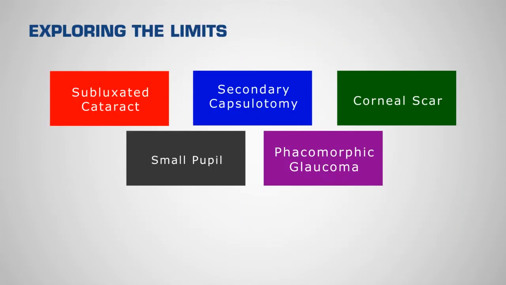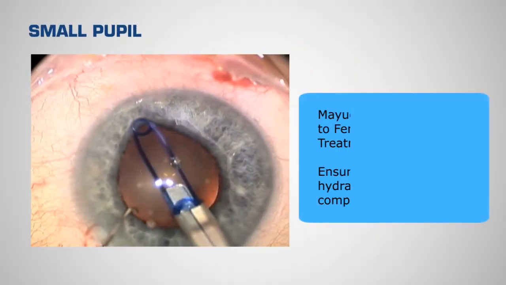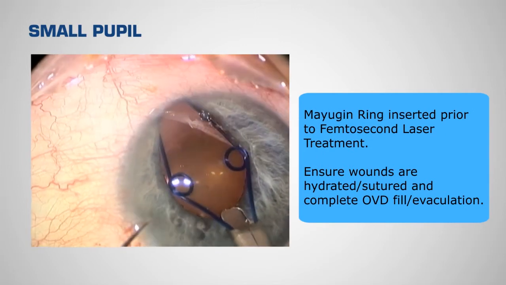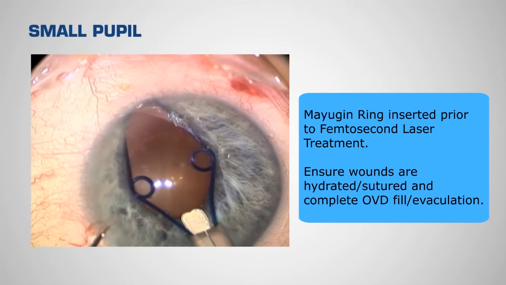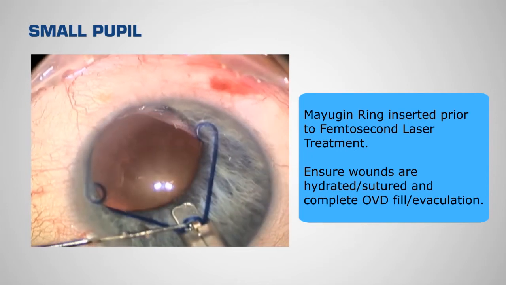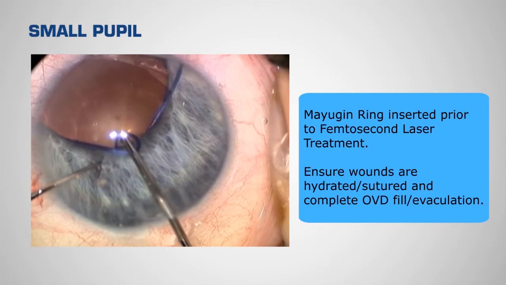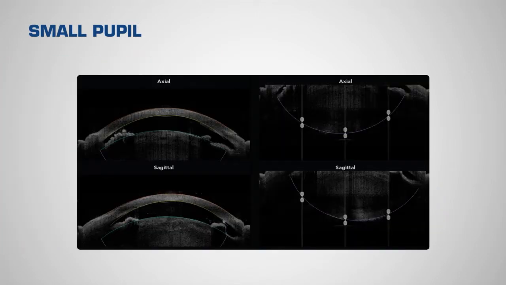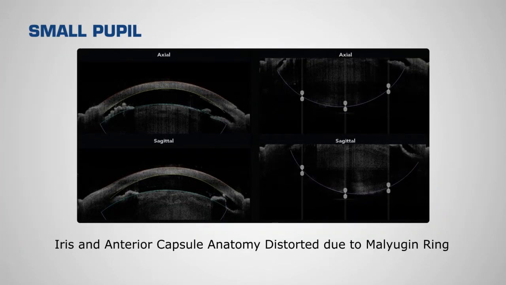A small pupil is also a contraindication to femtosecond cataract surgery. However, several measures can be used to achieve adequate mydriasis prior to the femtosecond procedure, including the insertion of a Malyugin ring. It is important in such cases to ensure that the wounds are hydrated or sutured and that there is a homogeneous fill in the anterior chamber comprising of either OVD or balanced salt solution.